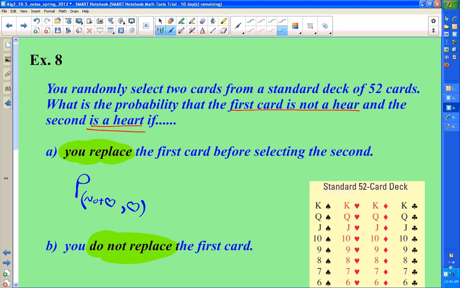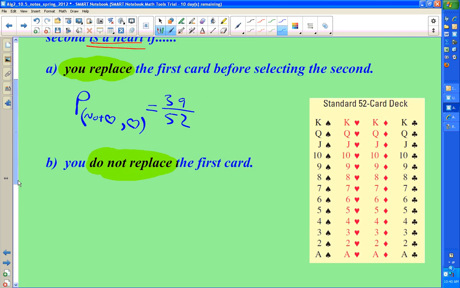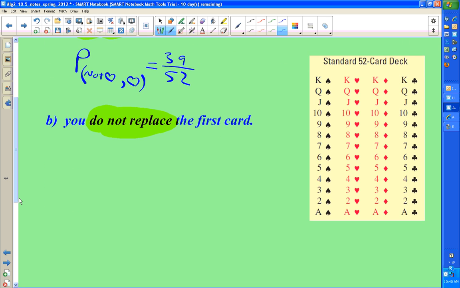What's the probability the first one's not going to be a heart? 39. Again, we got 2 people who are playing the game and a lot of people riding the bench. Not going to be very functional for you. For not a heart, there's 39 cards that are not hearts. There are 52 cards. The chart is shown in the little graphic off to the right here. You got to know your deck of cards.